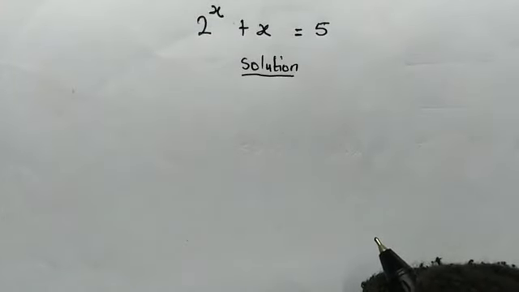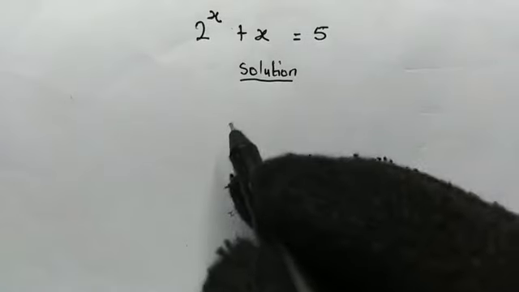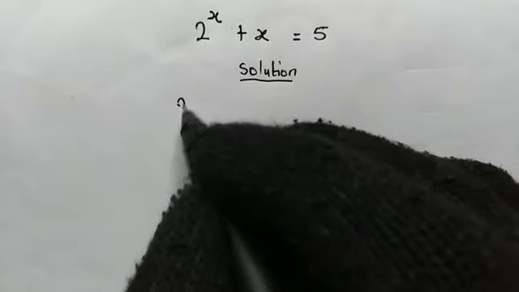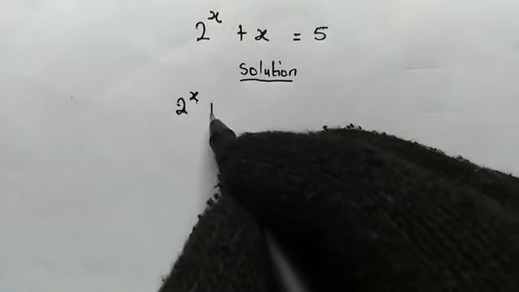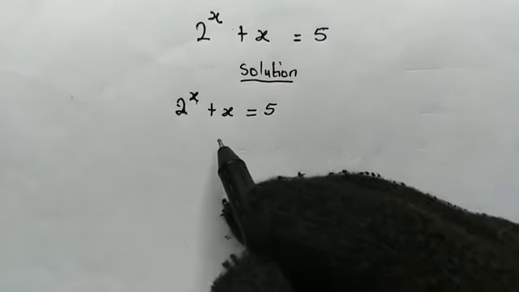Today we have this nice transcendental equation and we'll be solving for the value of x. So we have here 2 power x plus x, this is equal to 5. Now let's go ahead and solve for the value of x. From here we have 2 raised to the power of x plus x, this is equal to 5.